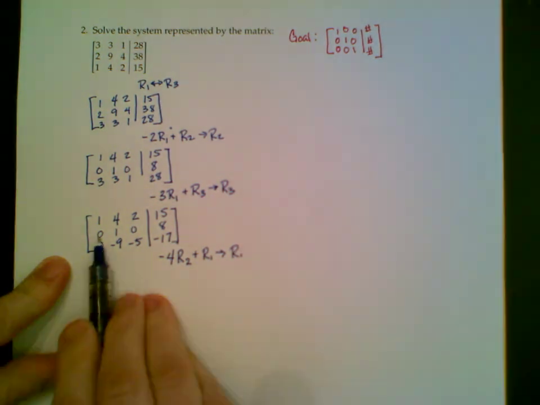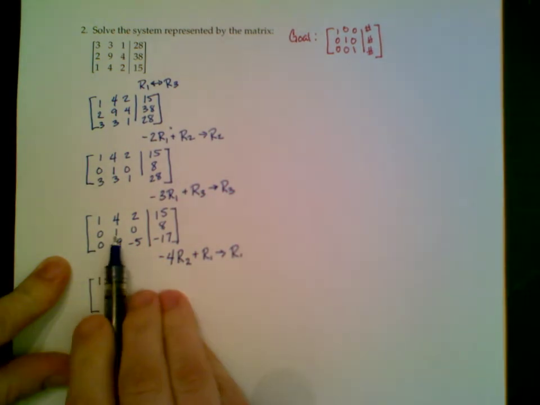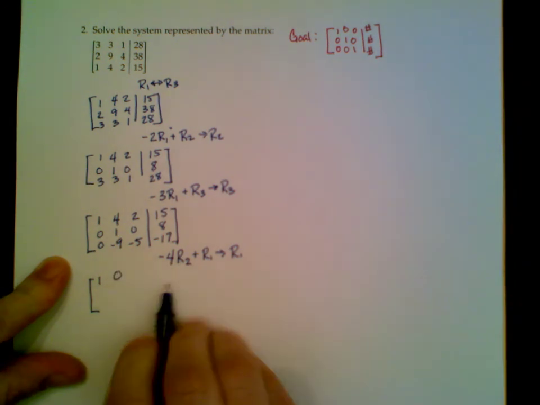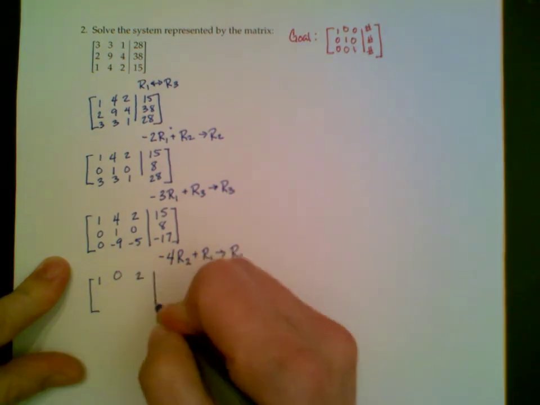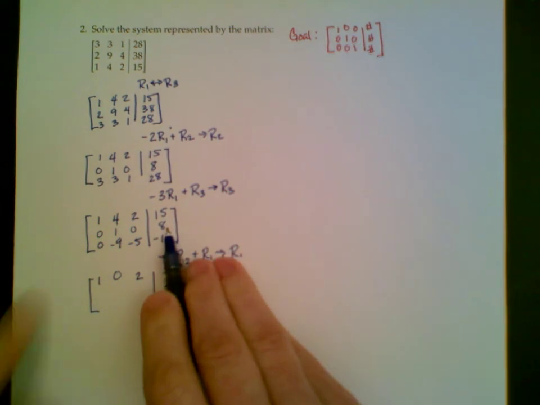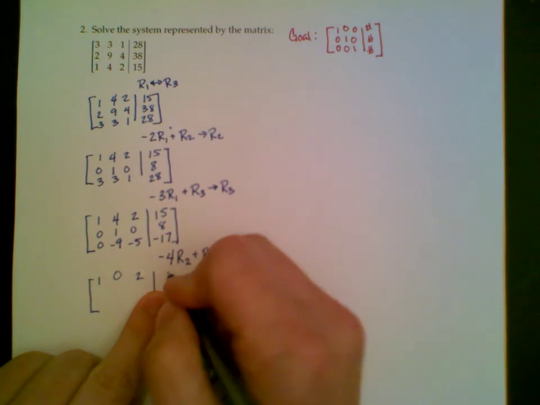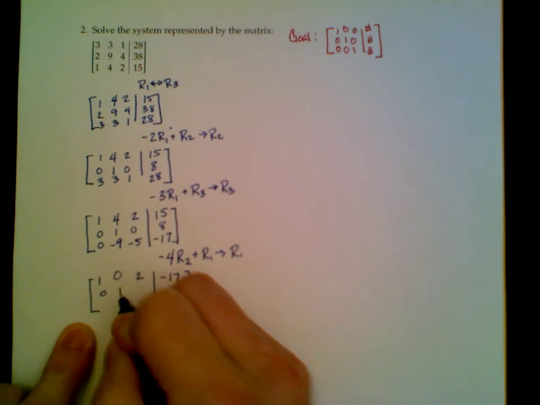So now where there's a 0 in this position in row 2, that means this won't change because I'm just adding 0. Negative 4 times 1 is negative 4, plus 4 is 0. So negative 4 times 0 is 0, plus 2 is 2. So that didn't change. Negative 4 times 8 is negative 32. Negative 32 plus 15 is negative 17. And my other 2 rows don't change.